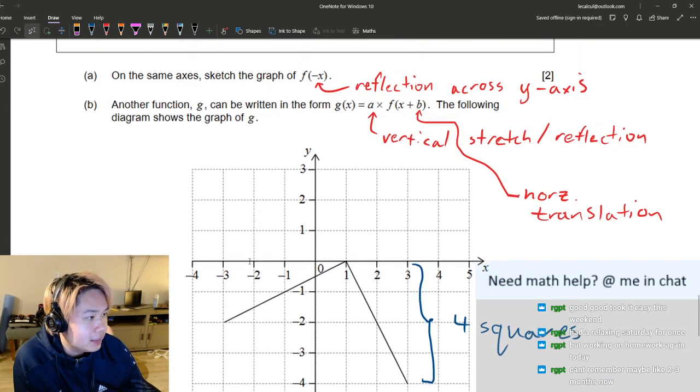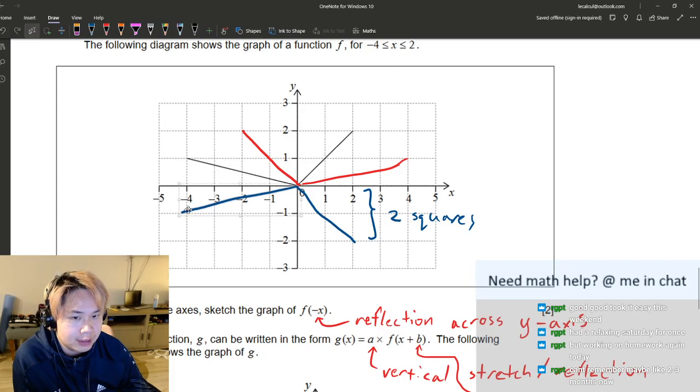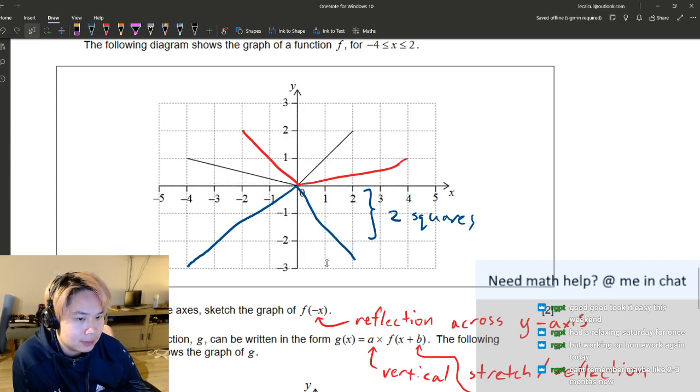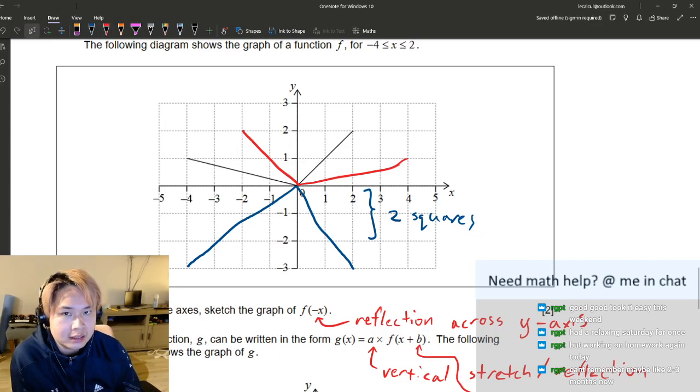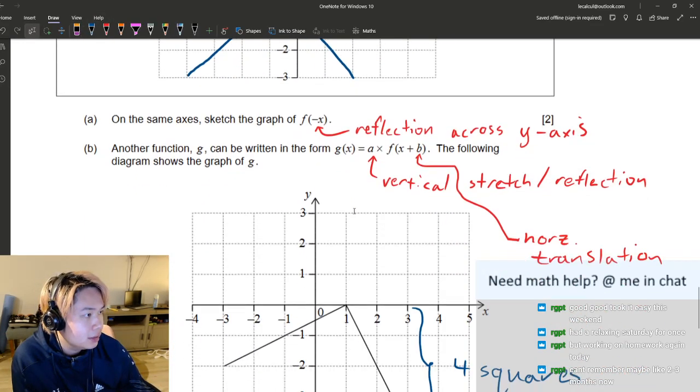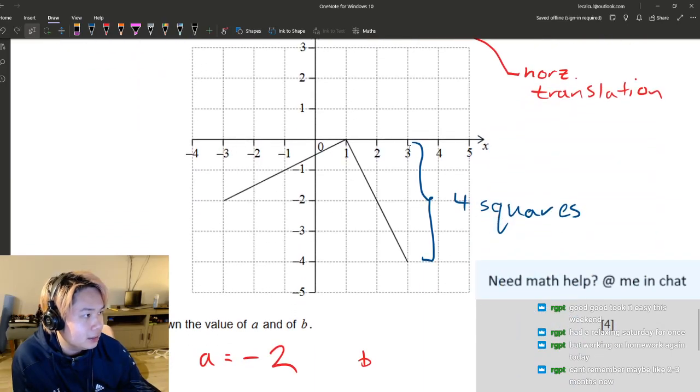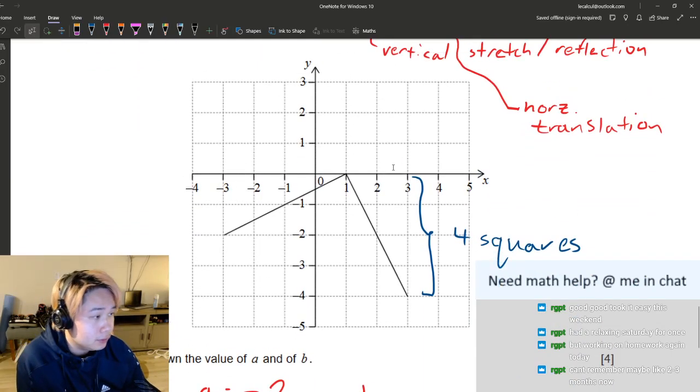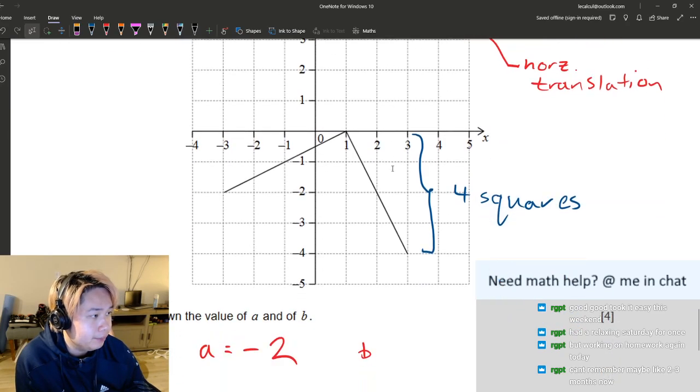Now b is the translation. So if I were to stretch this out by a factor of 2, then it should look like this blue graph right here. But it's a little bit off, because if you notice, this is from -4 to 2, whereas this one is from -3 to +3. So it has shifted horizontally to the right.